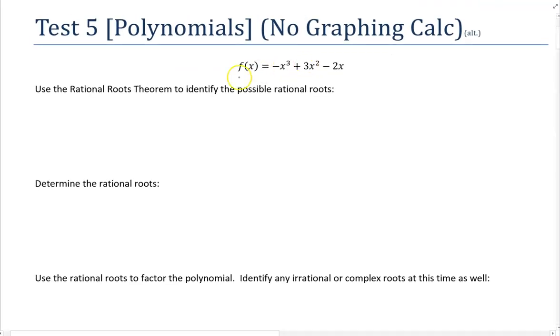So right off the bat with this first example of a polynomial, we had to use the rational roots theorem to identify possible rational roots. Normally we would look for our constant at the end and call this our p-value, and our leading coefficient at the beginning and call that our q-value. But since p is 0 in this case, we have to do one preliminary step, and that's to factor out a common factor of x. So I would call this x times negative x squared plus 3x minus 2. Now we can note that p is 2 and q is 1, and we can proceed from there.